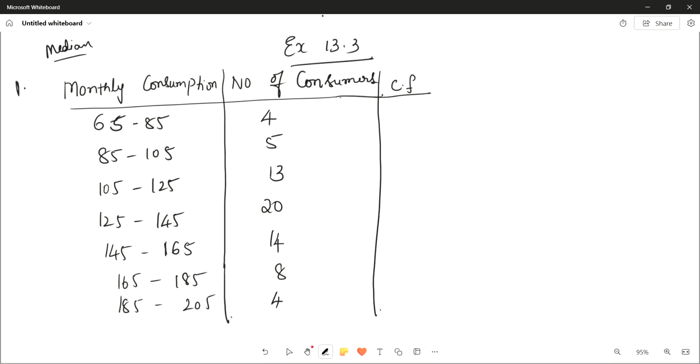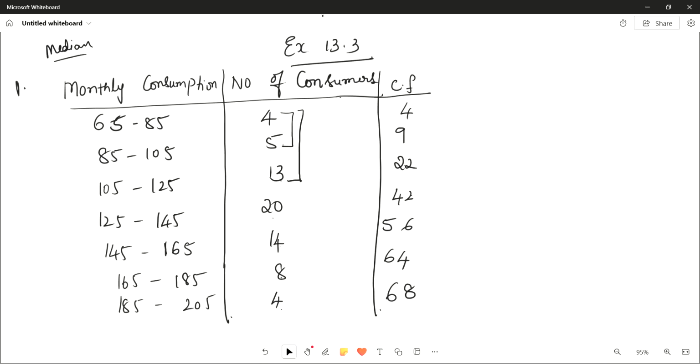So 4, first one write it as 4. Then add these two numbers, 5 plus 4, 9. Then for the third one, add all three: 9 plus 13, 22. Next, 22 plus 20, 42. 42 plus 14, 56. 56 plus 8, 64. 64 plus 4, it is 68.